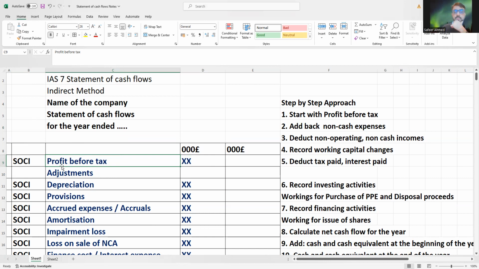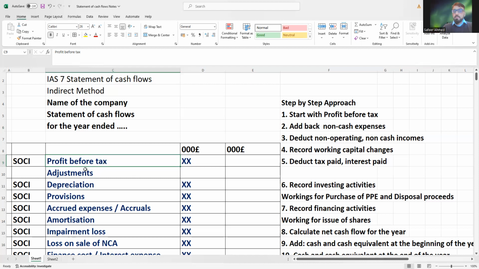Now you might be wondering why we are starting with profit before tax. Remember that the tax we pay in relation to this year, normally it is not within 12 months, because the taxation rules are different from the financial reporting rules. So the tax you will be paying will be in relation to the last year during this year. This year's tax, we are not really paying during this year. So therefore, we start with the profit before tax. And again, this is as per IAS 7 statement of cash flows.